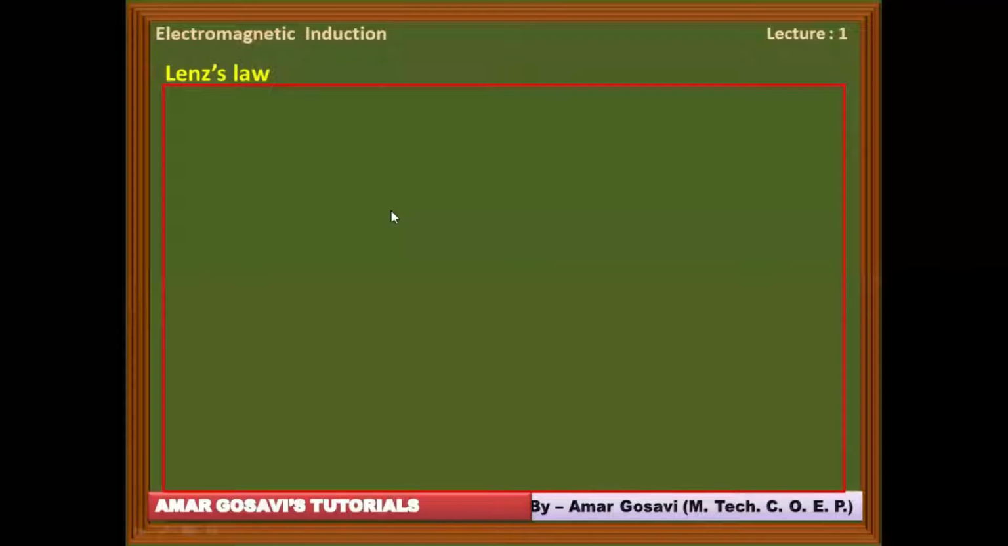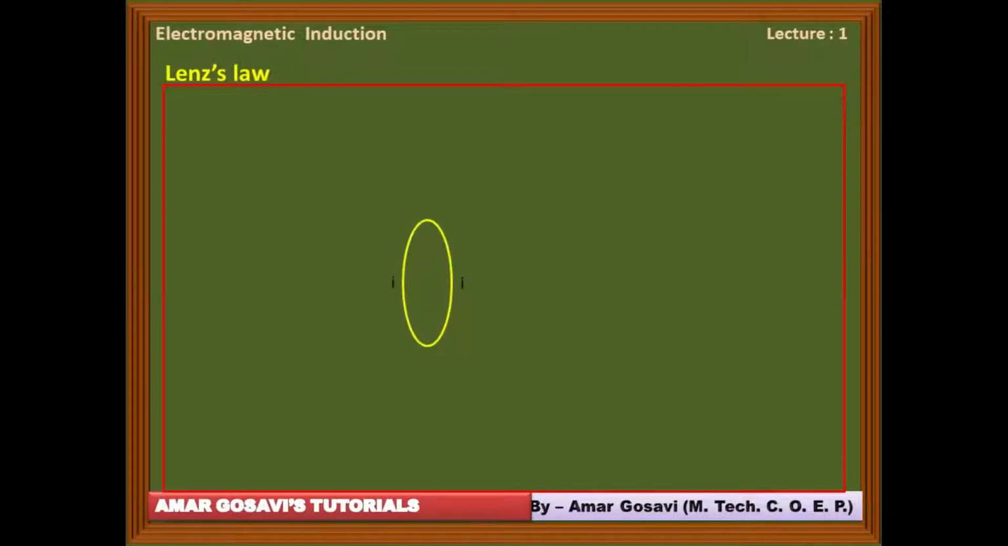When we talk about Lenz's law, it actually gives us the direction of the induced EMF. Let's try and understand it experimentally. You can see there is a coil, basically a circular coil, and I'm trying to bring the magnet near it. Because of that, some current is being induced. Now, because the current is induced, this circular coil becomes a current carrying coil.